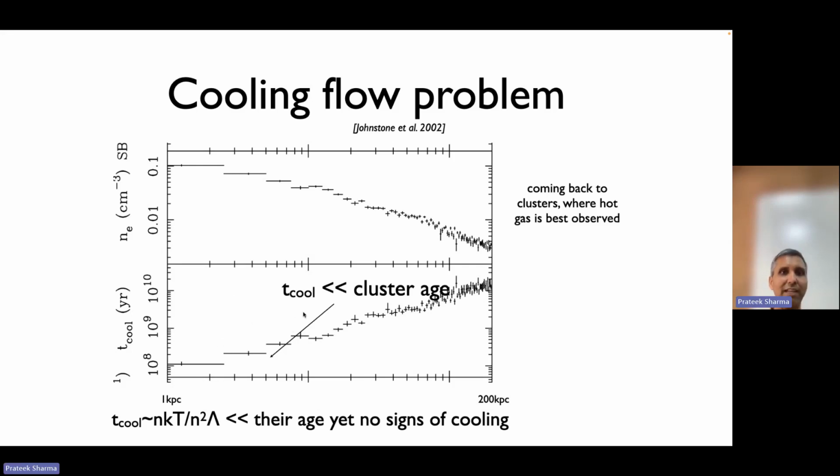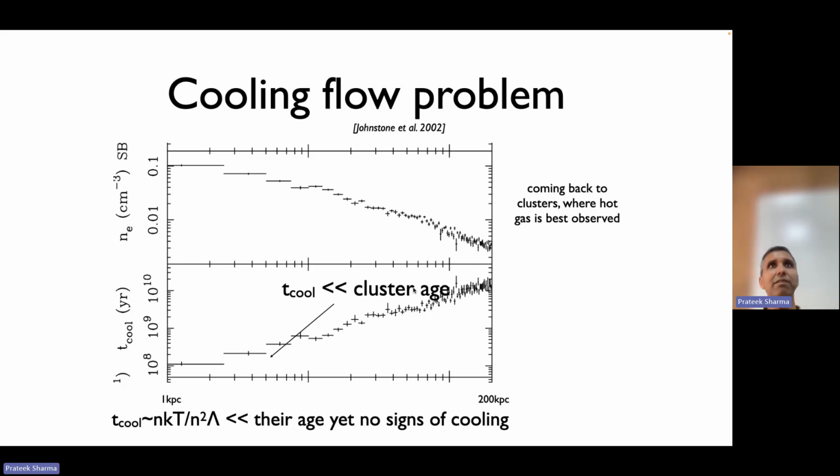If you calculate the cooling rate of this gas, it should form stars at a few hundred solar masses a year. That's like a massive starburst. But you don't see massive starbursts in galaxy clusters, in such clusters. So I think this is one of the nearby clusters. The star formation rate is tiny in this galaxy cluster. So this problem is called the cooling flow problem: the radiative cooling is very important, as seen by X-ray emission, but it is not forming stars at the commensurate rate. What's going on? This is the cooling flow problem.